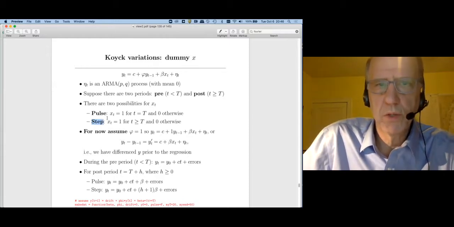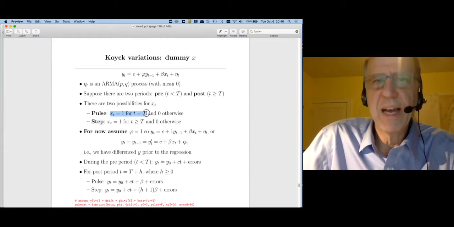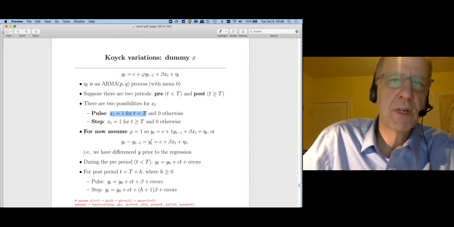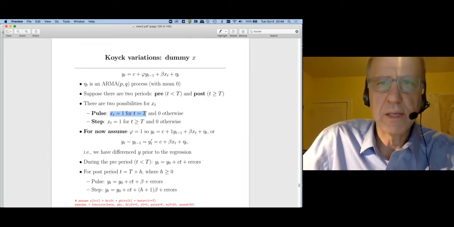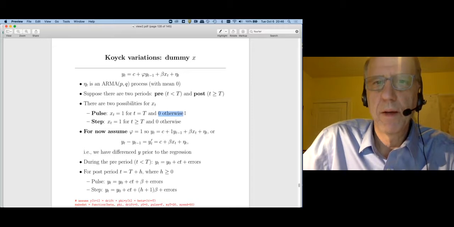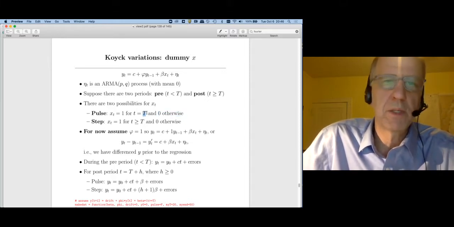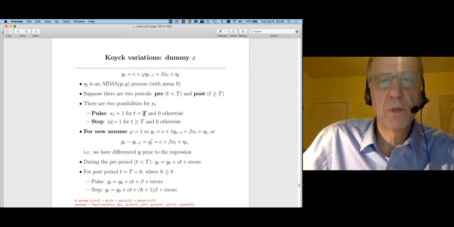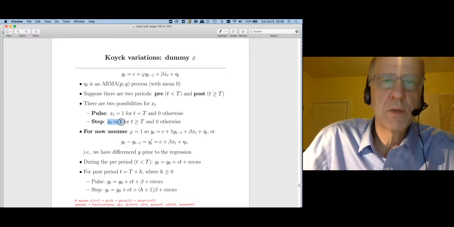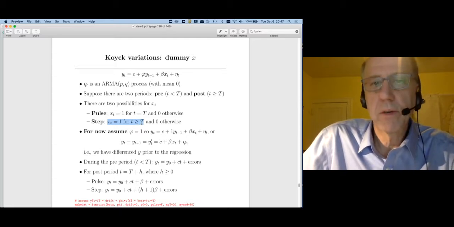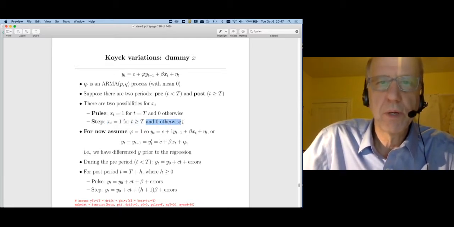What's the difference? Pulse is where something happens exactly at time t, like we get a giant boost in our advertising spend for just time period t, and then it goes back to normal. Other than at time t, there is no change, but something big happened during time period big T. Step, on the other hand, is where there's a permanent change. Step means that xt is equal to 1 for all values of t greater than or equal to big T. Prior to that, in the pre-period, it's a 0.